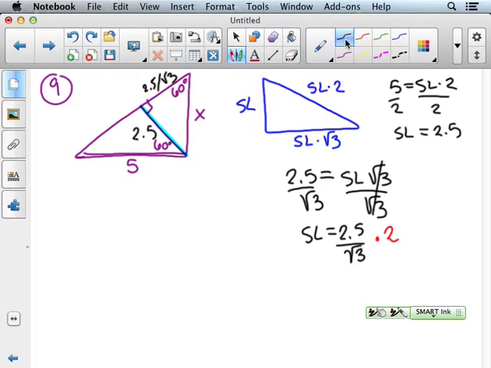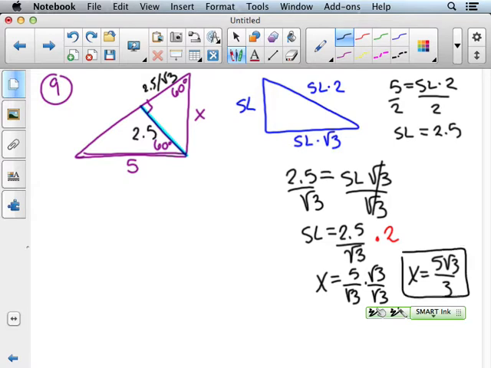And so that means that my hypotenuse, or my x, is 2.5 times 2 is 5 divided by square root 3. And I'm going to rationalize my denominator, so times square root 3 over square root 3. I get x equals 5 square root 3 over 3. And there's your final answer for that part.